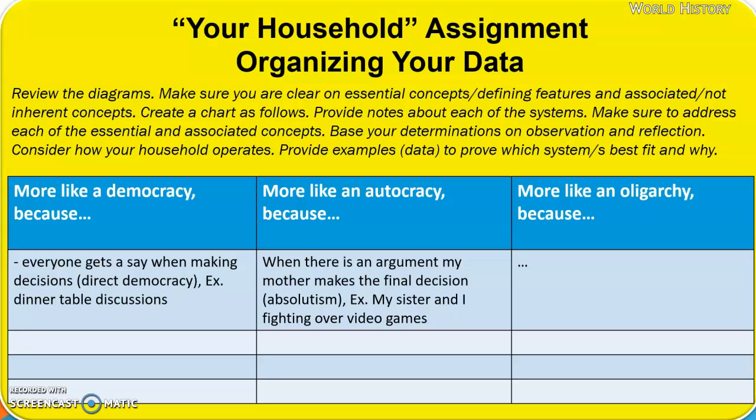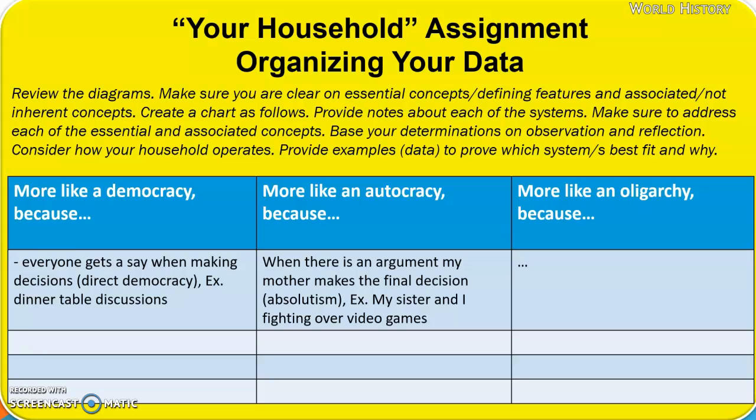Now you're going to make sure you're clear on those features, essential elements, and the non-inherent concepts, and create a chart as follows. This is kind of like your data collection. You're going to be the social scientist taking notes about each of these systems and how they actually apply to your household. Base your determinations on observations and reflection. Consider how your household operates. Provide examples, or quote-unquote data, to prove which system, or systems, best fits and why.